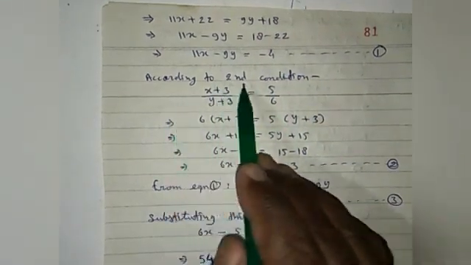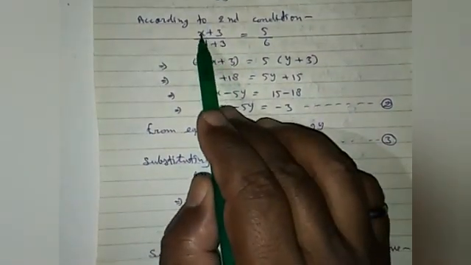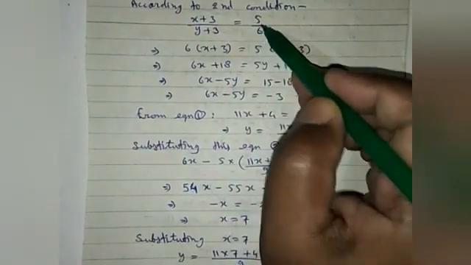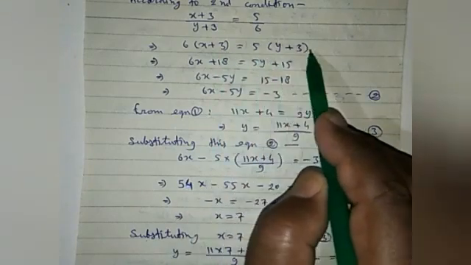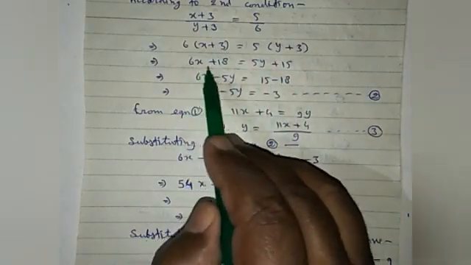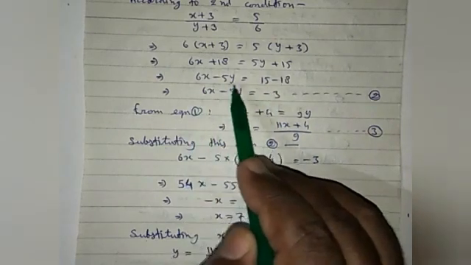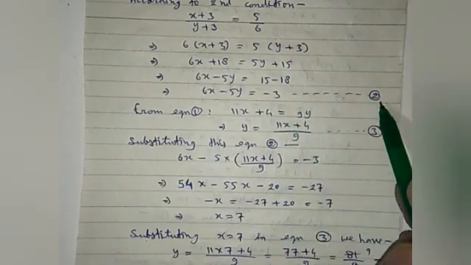Now according to second condition, if 3 is added to both numerator and denominator, so here X plus 3 upon Y plus 3 is equal to 5 by 6. By cross multiplying, here 6 into X plus 3 equal to 5 into Y plus 3. Here 6X plus 18 equal to 5Y plus 15. So 6X minus 5Y is equal to 15 minus 18, that is equal to minus 3. It is equation number 2.